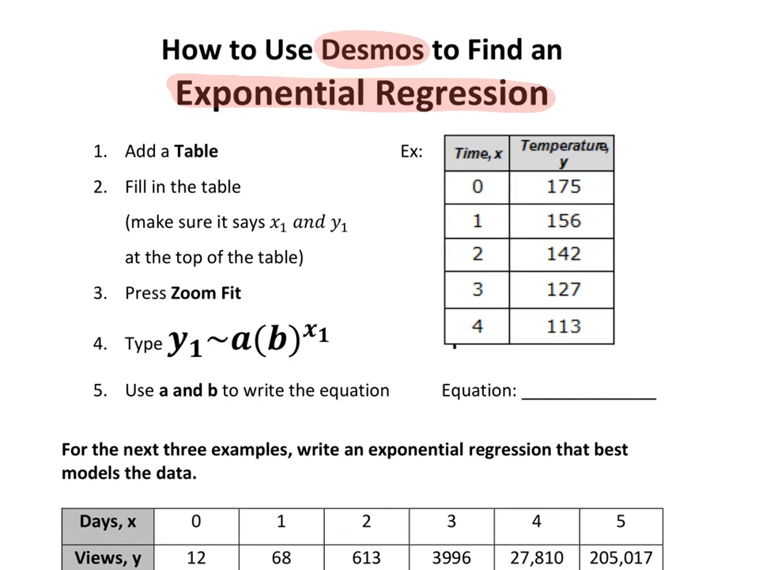So step 1 says to add a table. Go ahead and add a table into your Desmos. Clear everything out and add a table. This is going to sound familiar because we've actually done this for linear, but it's kind of cooler for exponential and way less confusing. You're going to fill in that table, making sure it says x1, y1 at the top, with the time versus temperature graph that we have on here.